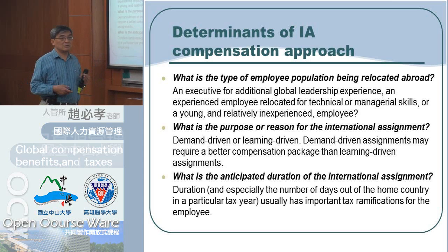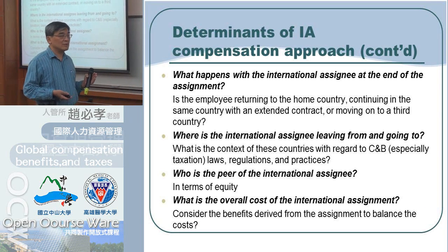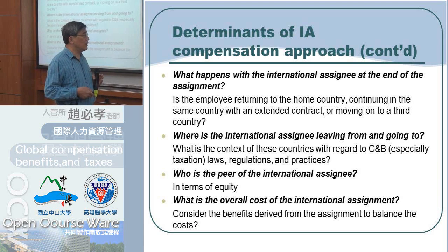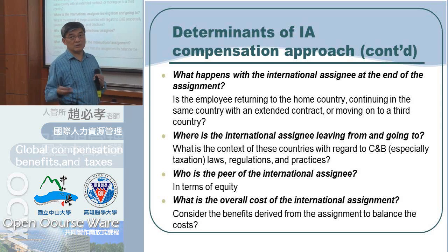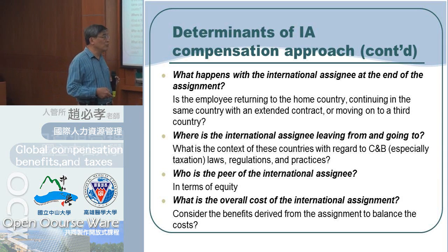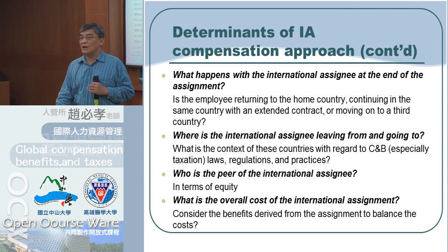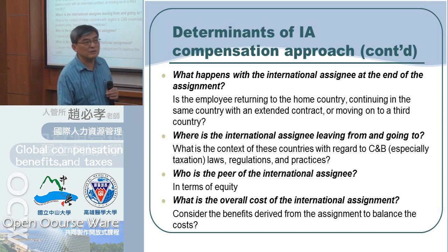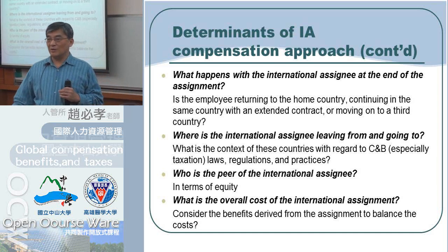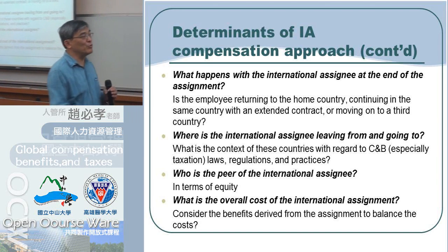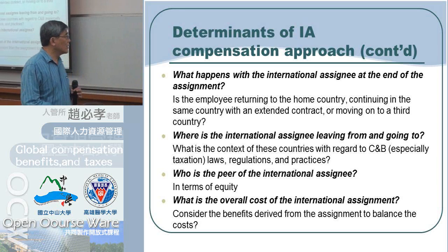So find the anticipated duration of the international assignment. The duration is longer, right? More than 3 years, or just short term. And what happens to the international assignee at the end of the assignment? You will return to the home country, or continue to stay in the foreign country, or host country, right? Or move on to a third country, right? So you know, 20 years ago, many Taiwanese companies set up manufacturing subsidiaries in China. But since 2008, more and more of these companies have moved to Southeast Asia, Vietnam, yeah. So the third country.